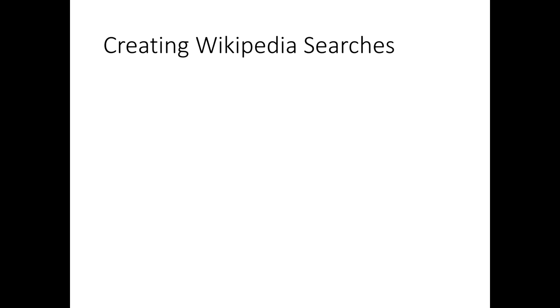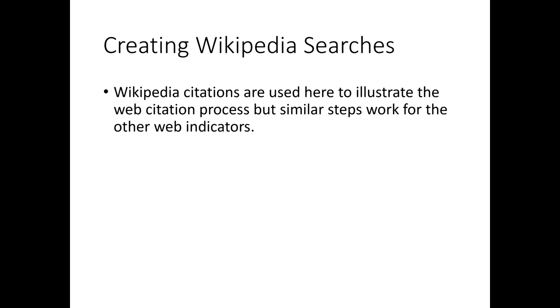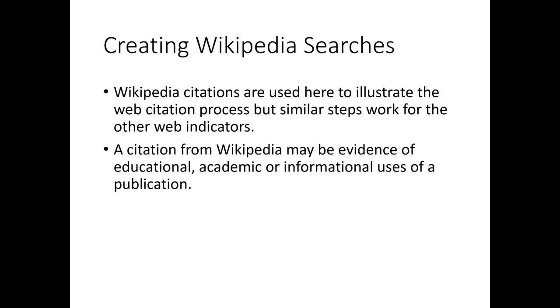First of all, we need to create Wikipedia searches. We need to use Bing to search for pages that cite academic articles in Wikipedia. We're using Wikipedia citations to illustrate the process needed to gather web citations, but similar steps work for other web indicators such as online syllabus mentions. A citation from Wikipedia might be used as alternative evidence of educational, academic or informational uses of a publication, whatever reason has been used to put it in Wikipedia.